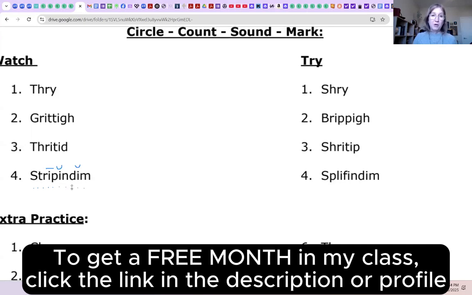Since it's a long one, I'm going to grab just one sound at a time. St, stir, stry, stripe, stripin, stripined, stripindim, okay? Try yours.